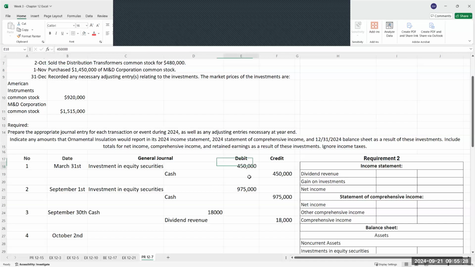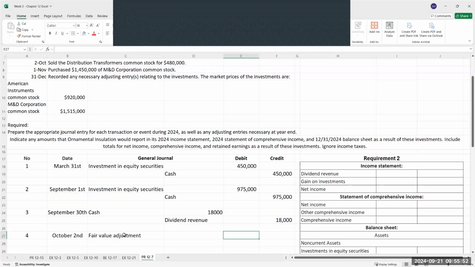$480,000. But hey, how much did we pay for it? We paid $450,000 for it. So we need to account for the adjustment. How much is the adjustment? $450,000 is how much we paid. It's worth $480,000. So therefore, our journal entry for the increase would be as follows: fair value adjustment of $30,000.